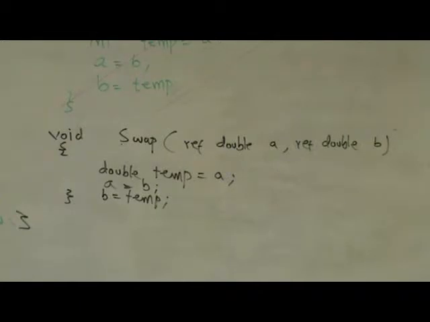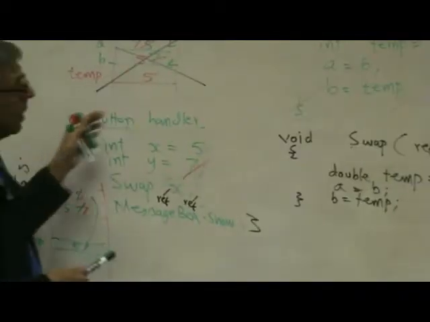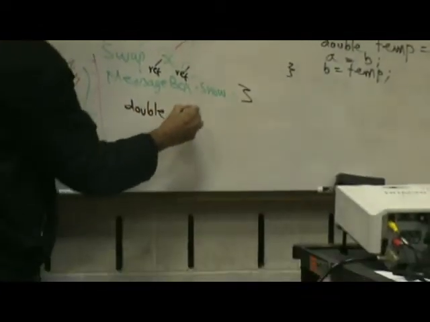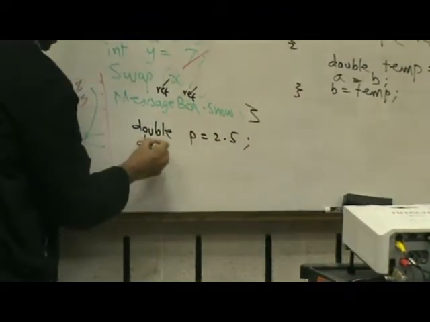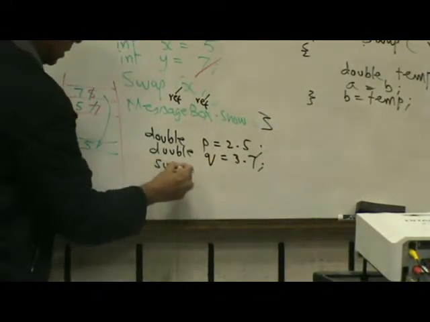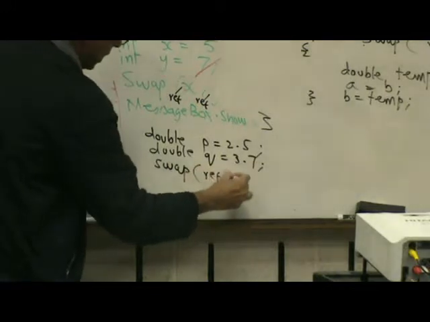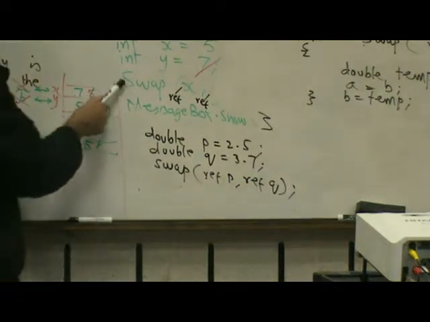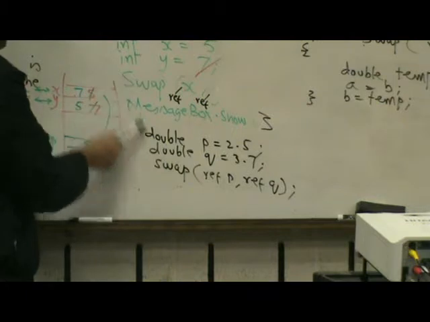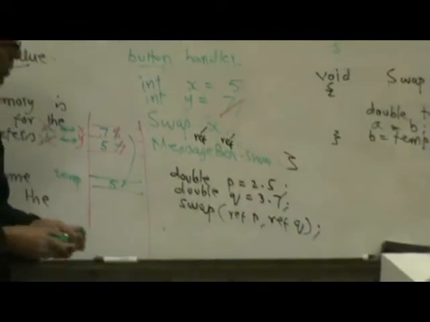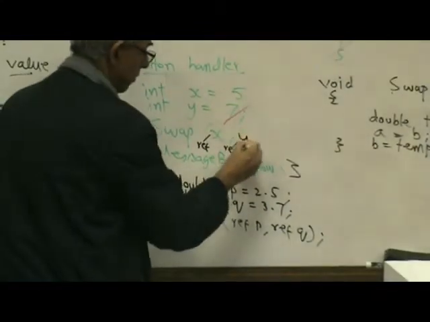So that's perfectly okay. How will our calling code look if we wanted to call this one? It will look something like this. Double, let's say p equal to 2.5, double q equal to 3.7, and swap of ref p comma ref q, right? So how will the compiler know which swap to call if we made both calls? How will it decide whether it should call this one or this one?